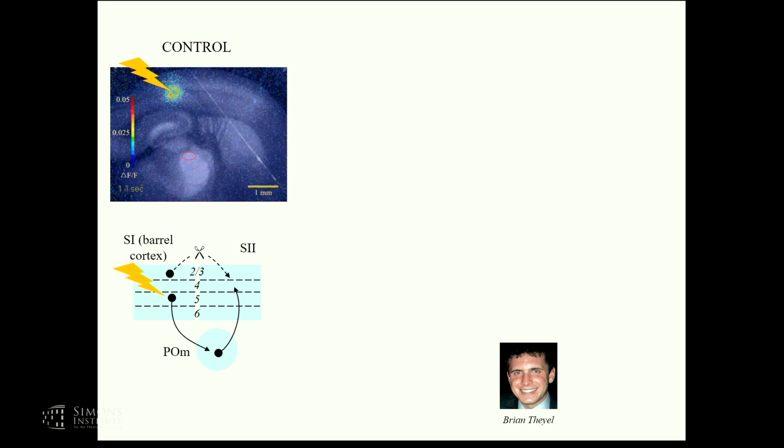What we're doing is uncaging glutamate over layer 5, and when you do that, you see some activity in thalamus, but also activity in the second somatosensory area, and it can be followed to the third area.